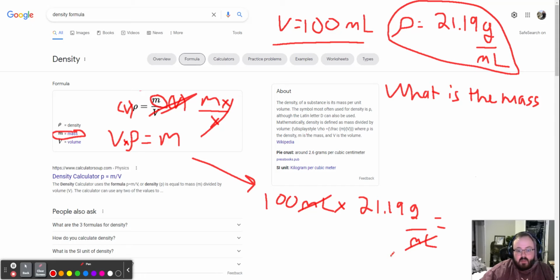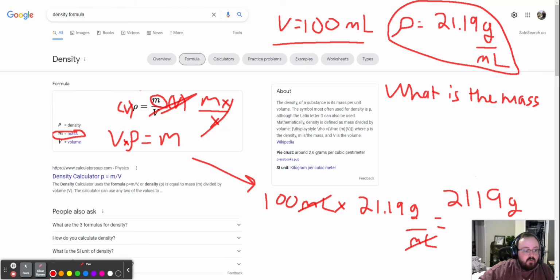It works, and it's easier this way, where you solve the equation first, and then you plug in the numbers, and you replace the variables with the values. So you can multiply this, and this would give you, so 100 times 21.19, 2119 grams would be your answer.